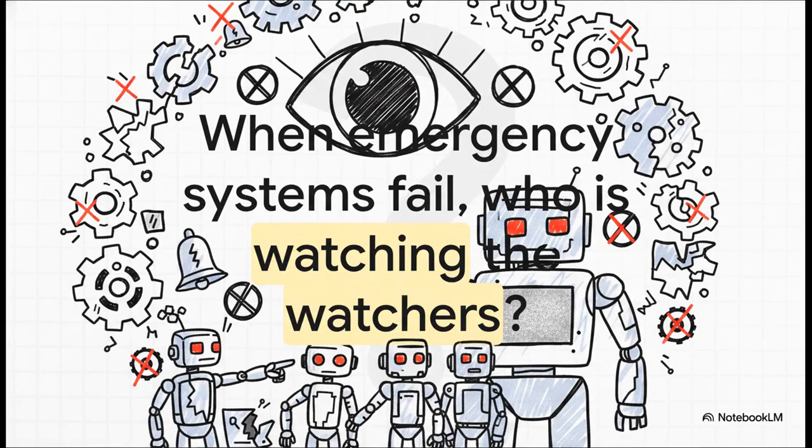Which leaves us with a final and pretty urgent question. We've built these automated systems to be our guardians. We trust them to work flawlessly when it matters most. But when they fail this completely, this silently, who is watching the watchers?